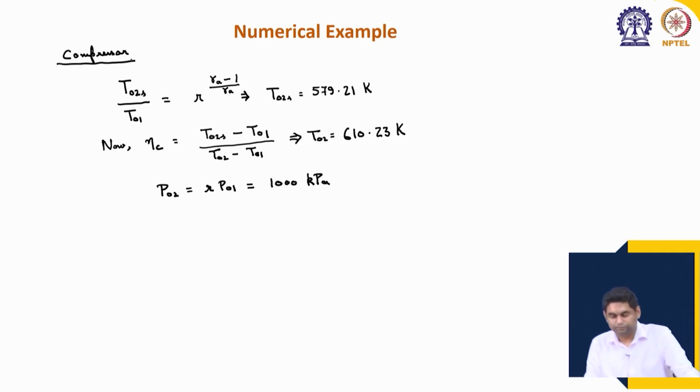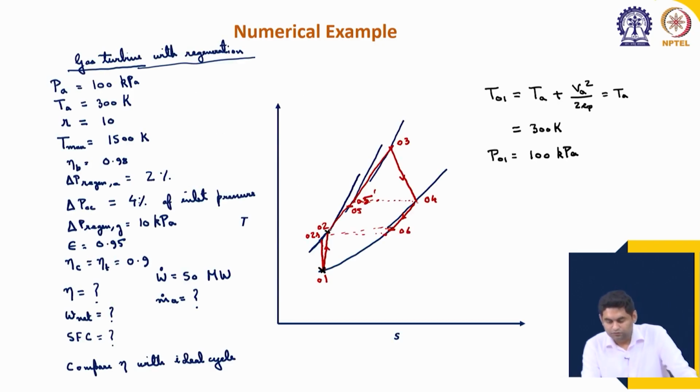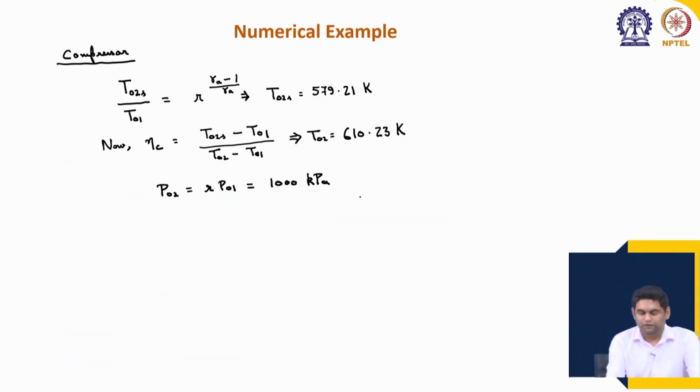What next? So, we also have to do calculation for the regeneration process, okay, regeneration process 02 to 05. So, we need to find the inlet temperature to the combustion chamber. So, we need to find the temperature T05, okay. And so, how do we find this? T05. So, this is for regenerator.